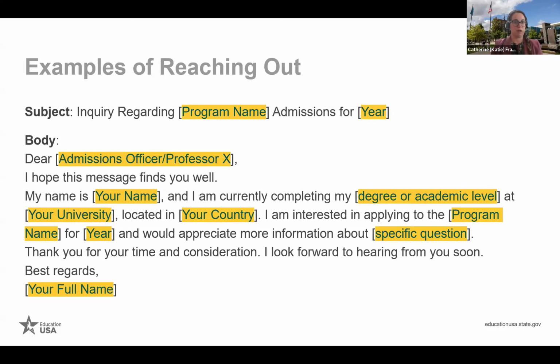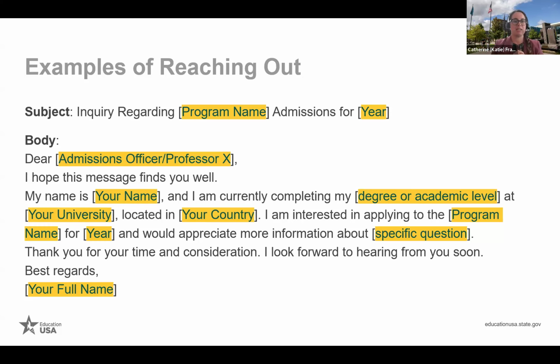And this is an example of one. So inquiry regarding campus computer science admissions for 2026, right? So that helps them too to know what year. So you'd put dear, admissions officer, right? Admissions officer or professor, if there's a specific professor you're reaching out to. I hope this message finds you well. That's a very common sentence to see. I use it all the time.